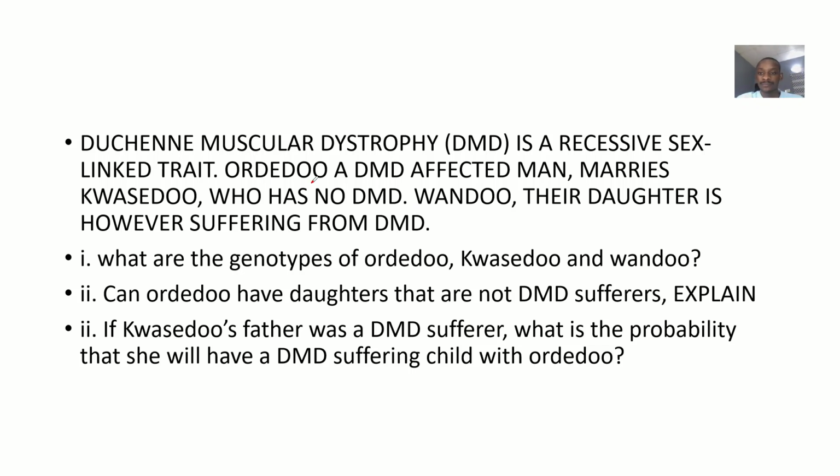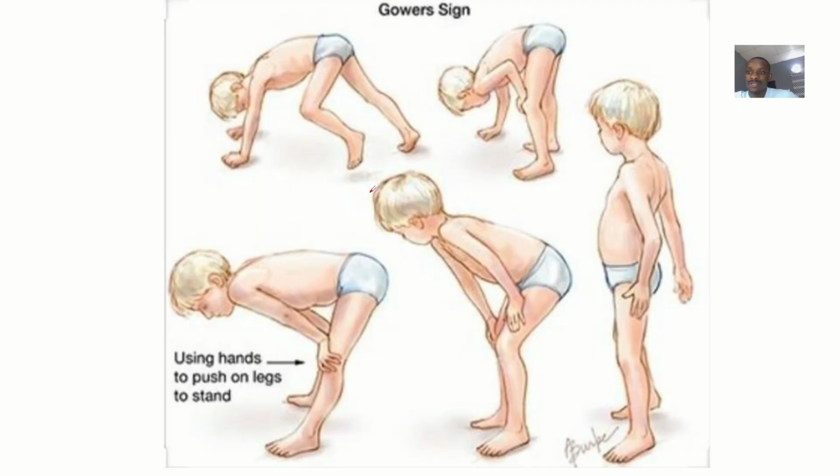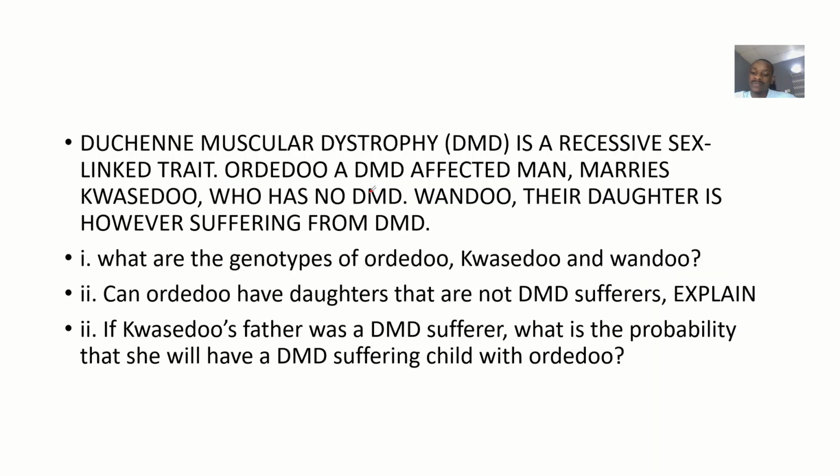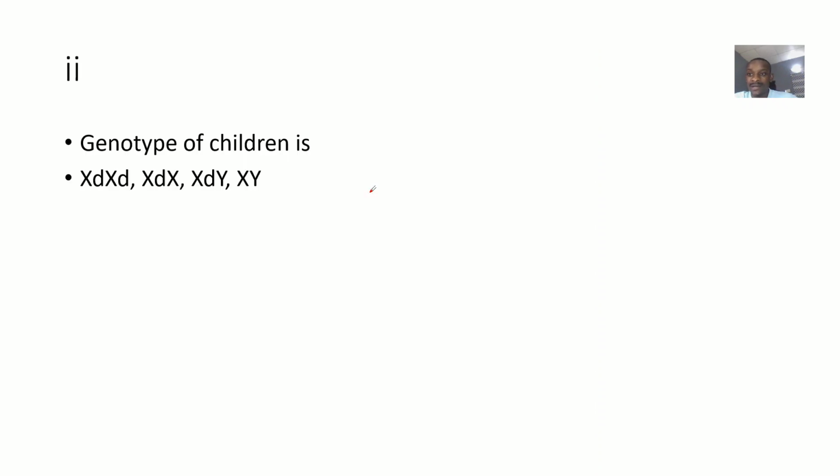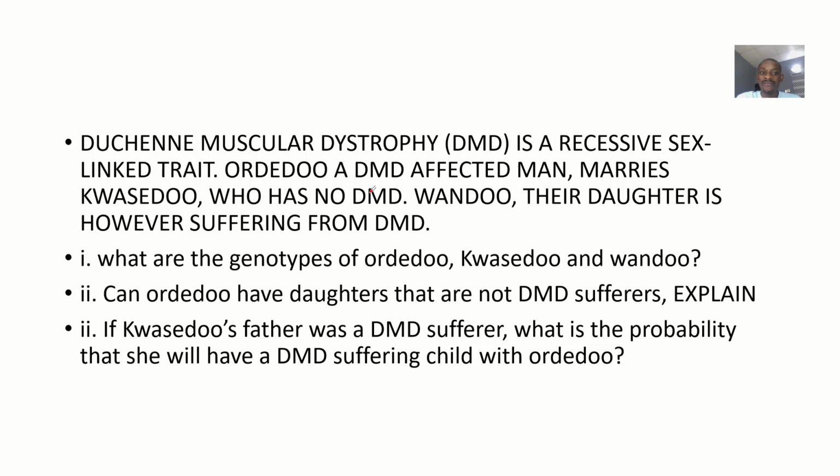So we'll talk about the question, then we'll go on to answer it. I answered it in my book. I snapped it, and everything is here. I'll explain everything. Duchenne muscular dystrophy is a recessive sex-linked trait. I'll explain what is meant by sex-linked. A man who has Duchenne muscular dystrophy, Odedo, marries Kwasido, a woman who had no Duchenne muscular dystrophy.